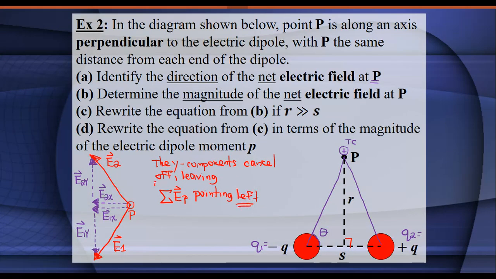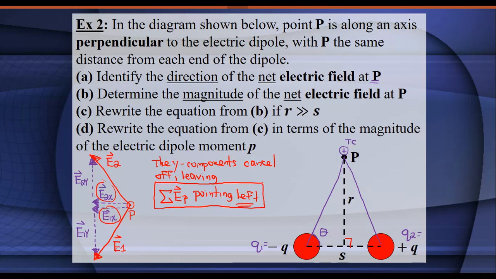Okay, so this is actually a good thing. What we've done is, even though this starts off as a two-dimensional problem, to figure out the net electric field at point P, we only have to worry about two components: the x component of E2 and the x component of E1. Okay, so that's very good news.